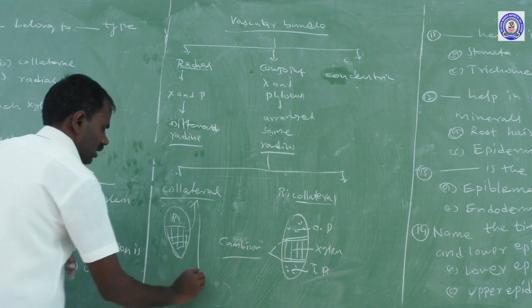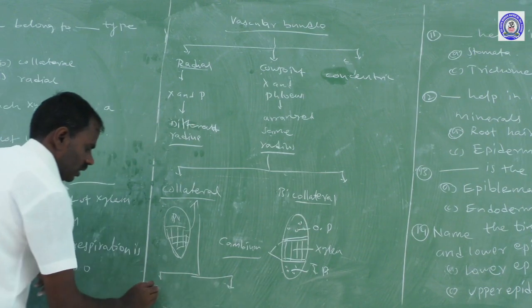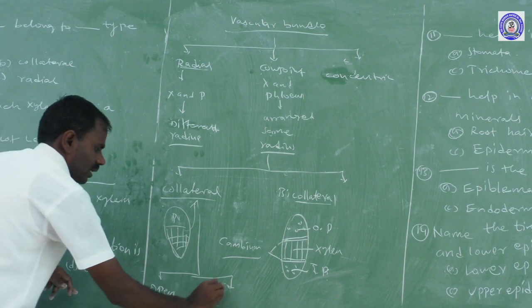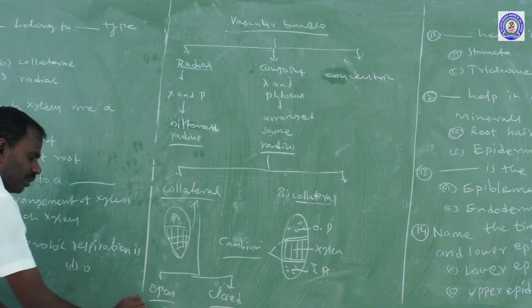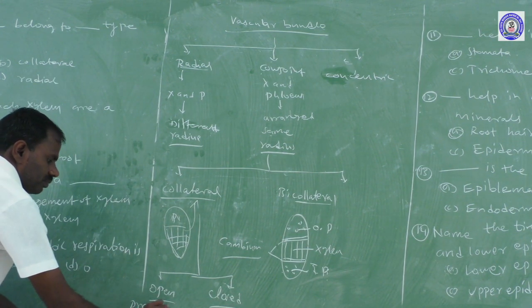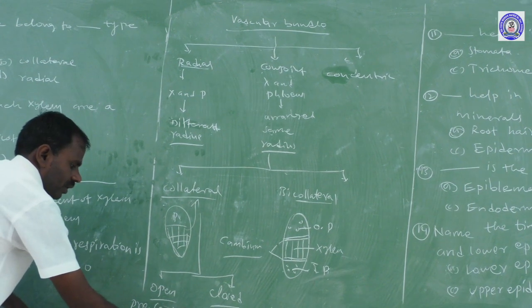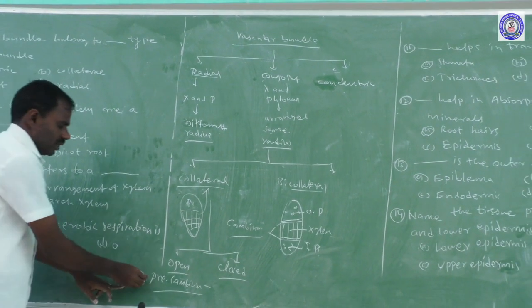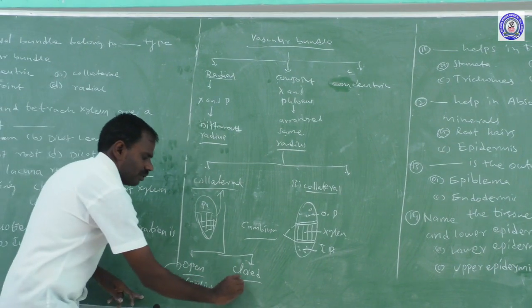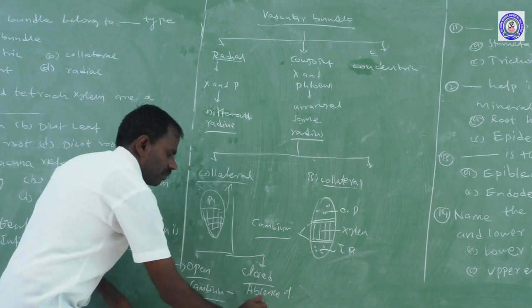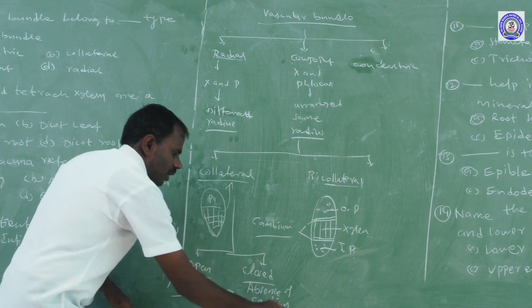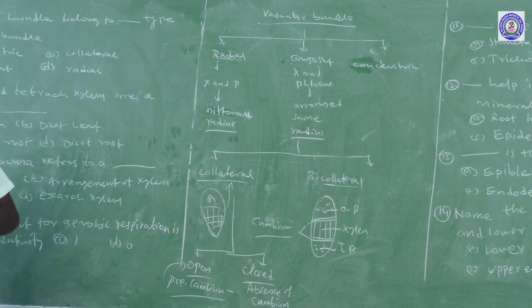These collateral vascular bundles are divided into 2 types. One is open vascular bundles, another one is closed vascular bundles. The presence of cambium is called an open vascular bundle. The absence of cambium is called a closed vascular bundle.